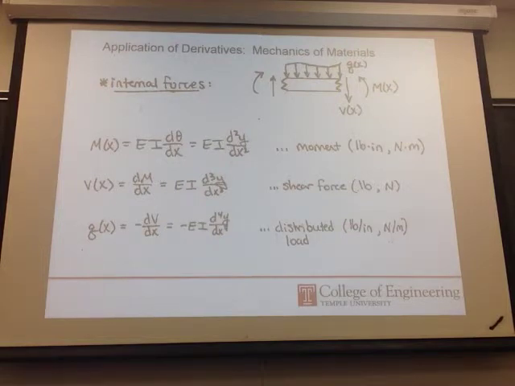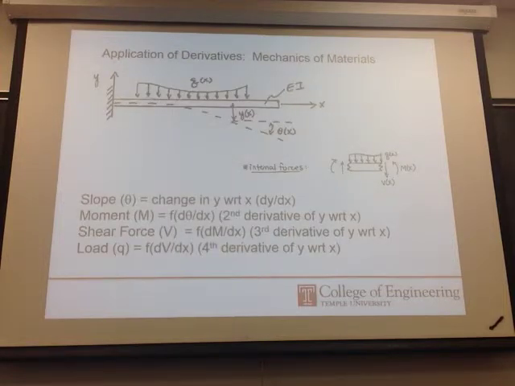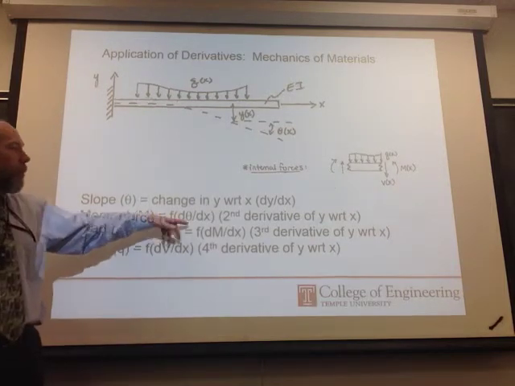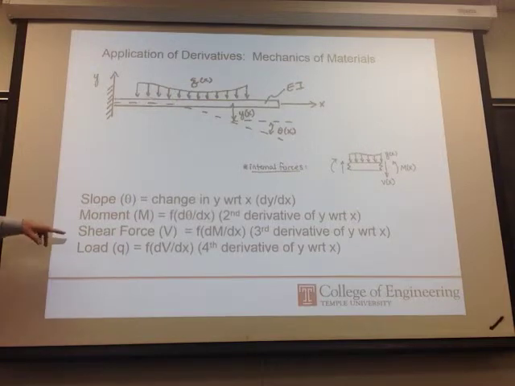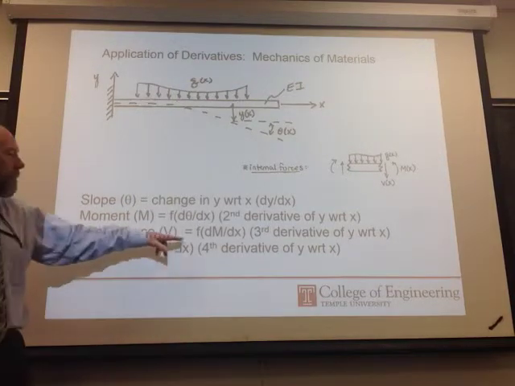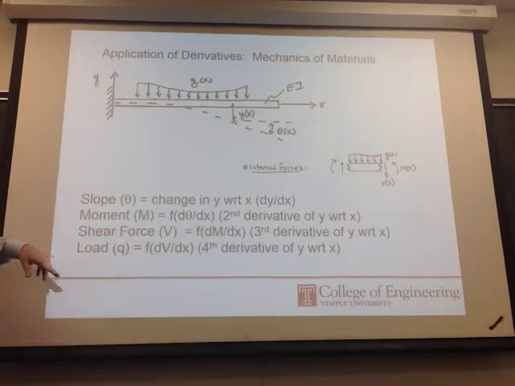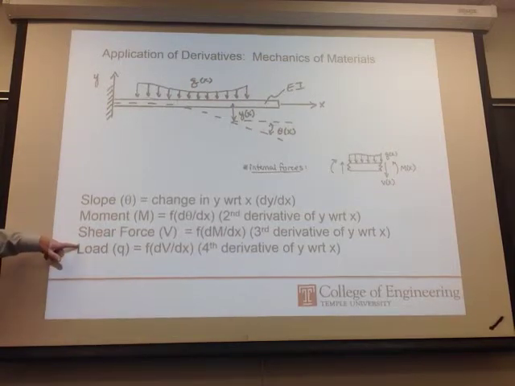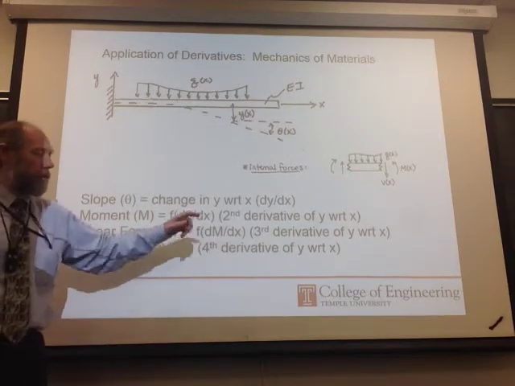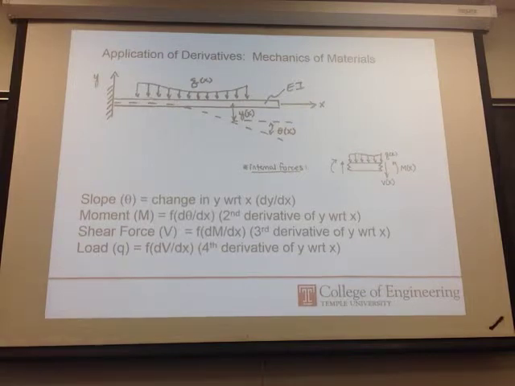All right. So these are just some definitions of how we can use derivatives in mechanics of materials. Just to summarize, slope is the change in position. The moment is the change in slope, which is the second derivative of position. The shear force is the change in moment, which is the third derivative of position. And the load is the change in shear force, which is the fourth derivative of position.